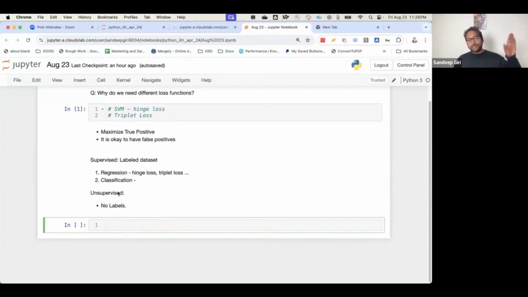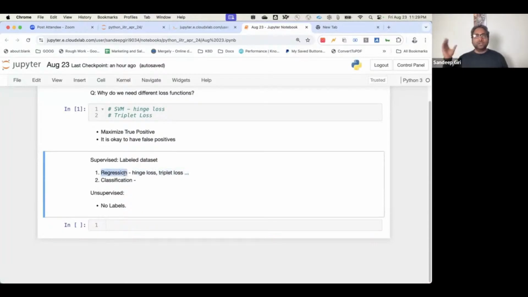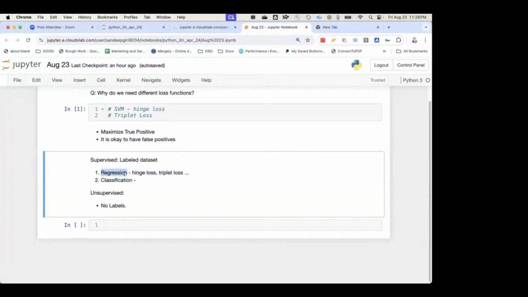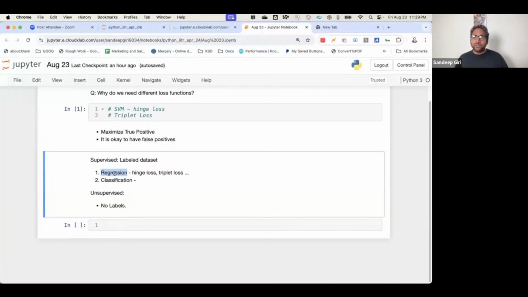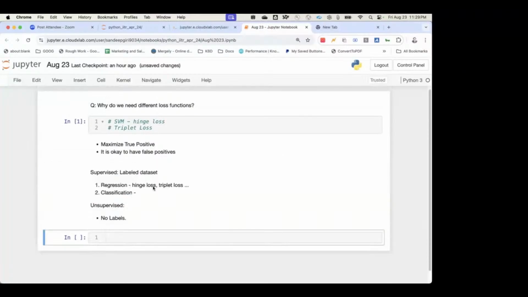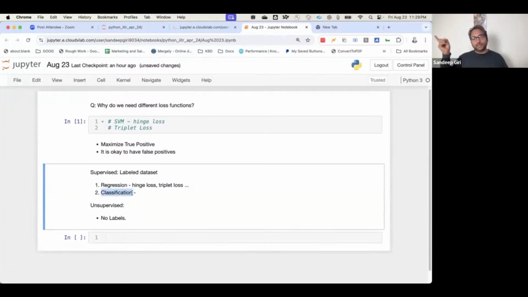Supervised, you have a labeled data set. Unsupervised, no labels. Supervised could be regression, where we are trying to predict a value like house value, car value, how tall the person will be, what the weight will be. So when we are predicting a numeric value, that's regression. Now, classification is about classifying into one of the classes, good, bad, or classifying into A, B, C, like MCQs. That's called classification.